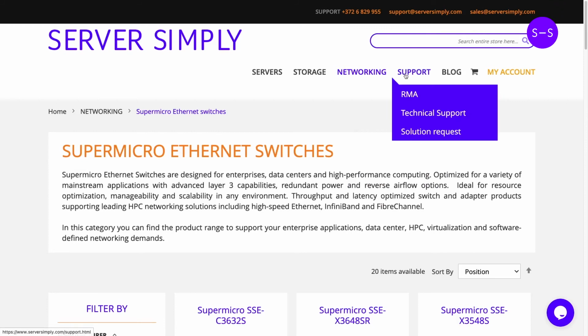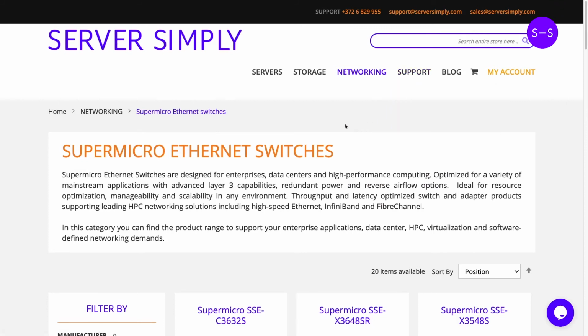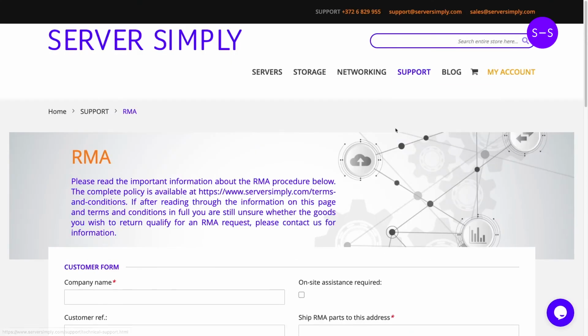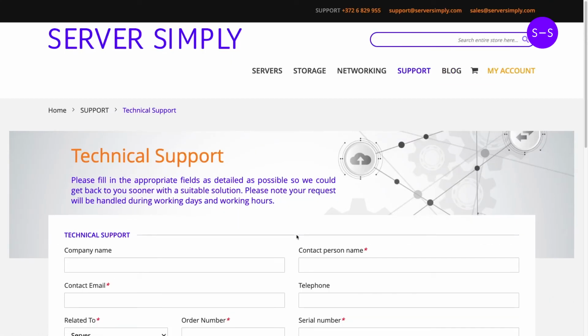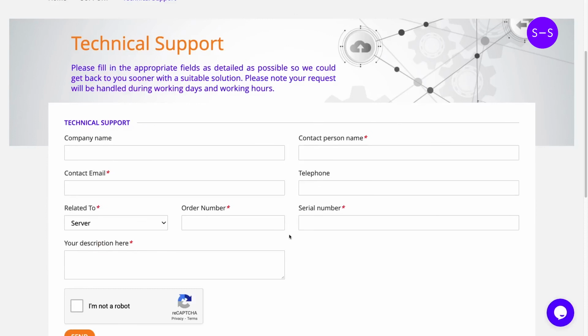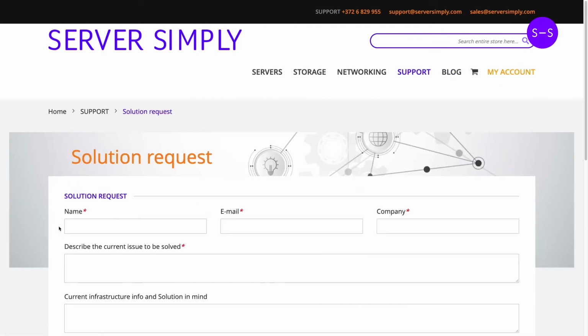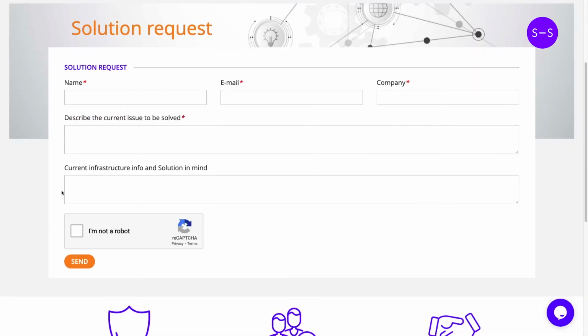Then a support section, where you can also submit your RMA. Technical support is for when you need some help with a system that you have already purchased, and solution request is, as the name obviously refers, for when you would like to get some help on designing a solution. So just fill in the blanks here and contact us.